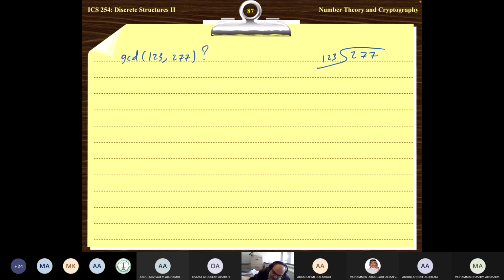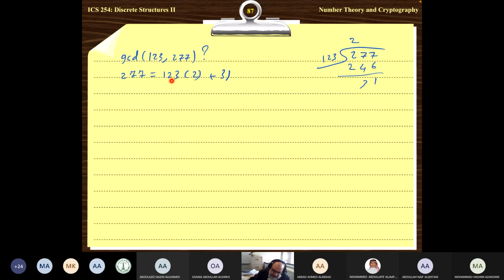So obviously it is 2, right? 2 times 3 is 6, 2 times 2 is 4, 2 times 1 is 2. So we have 1 here, and 7 minus 4 is 3, 31. So basically, 277 is equal to 123 multiplied by 2 plus 31. Okay.